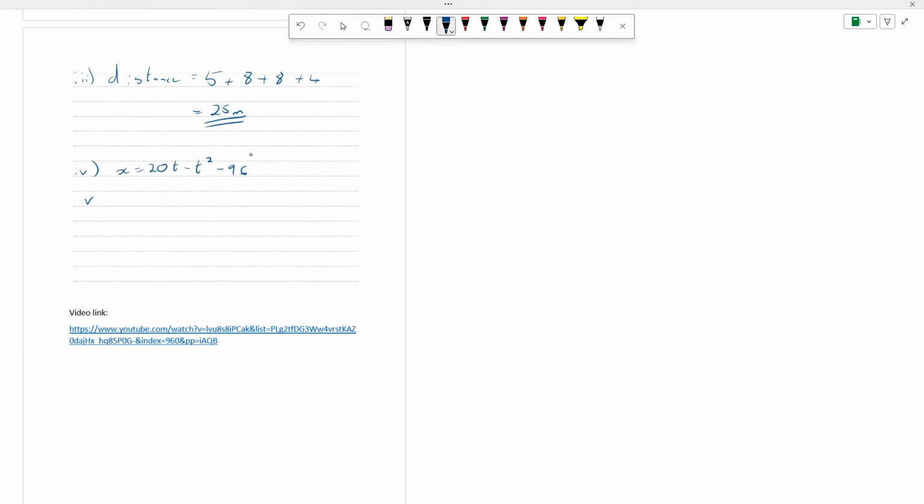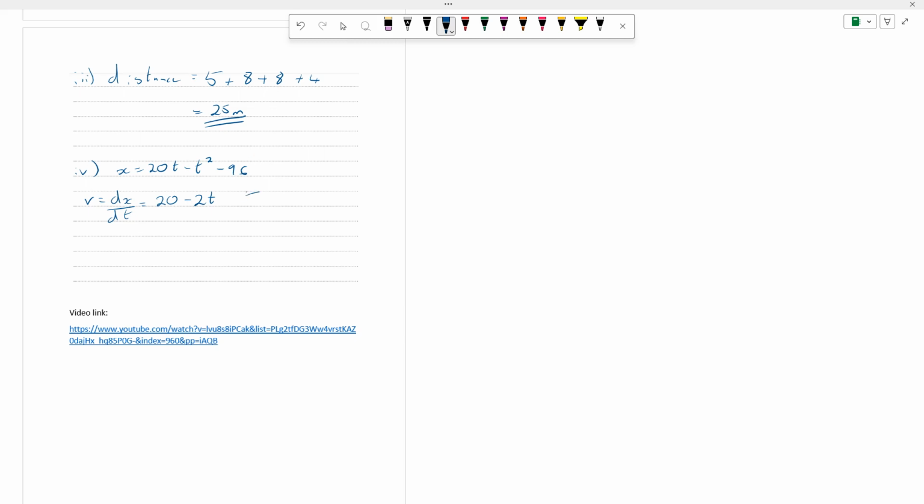Now, velocity is when I differentiate the displacement. Okay, so I get 20 minus 2t. Now I need to find out the t. Now it tells me the speed is 4. So I got to decide, do I want a negative 4 or a positive 4?